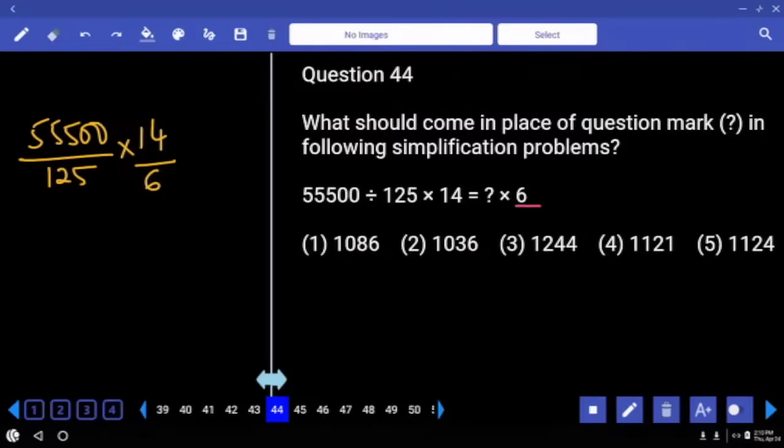2 options ending with 6, 2 options ending with 4. Nothing can be, nothing will work out. We have no choice, we have to calculate.